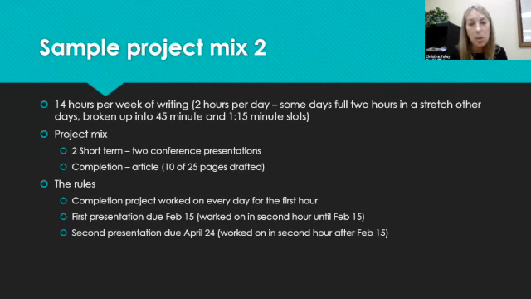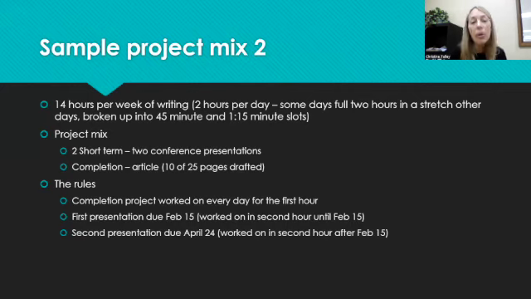In the days where there was a 2-hour slot, that's where it was worked on. But then in all the other time available, the first presentation, which was due February 15th, was worked on. And the second one was worked on after February 15th, because that one was due April 24th. So, how that shaped out for this particular client, I know for him, it made sense to him because he knew he was making progress on his article every day.